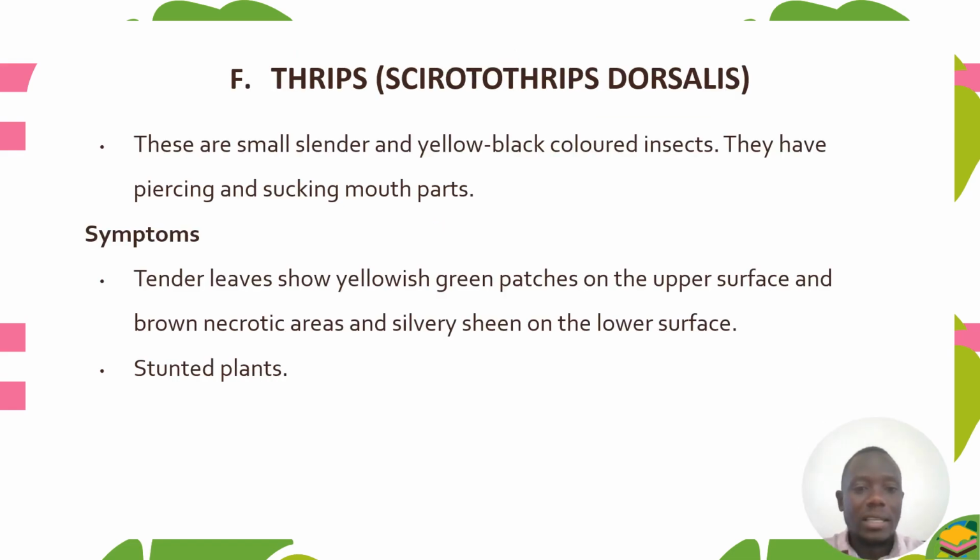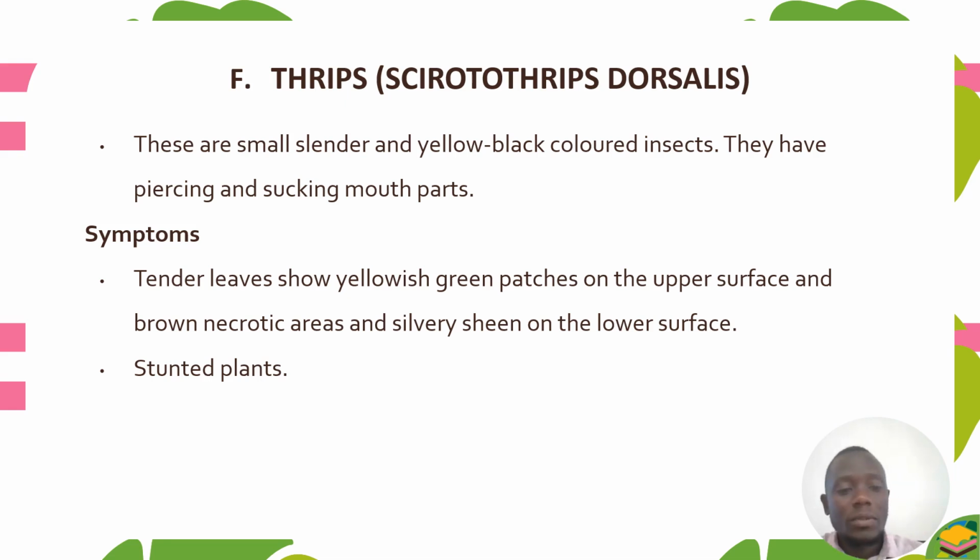So let's now look at thrips. Thrips are also pests of groundnuts. These thrips are small, slender, and yellow-black colored insects. They have piercing and sucking mouthparts. So they pierce and they suck the juice of the crops. These are some of the characteristics.